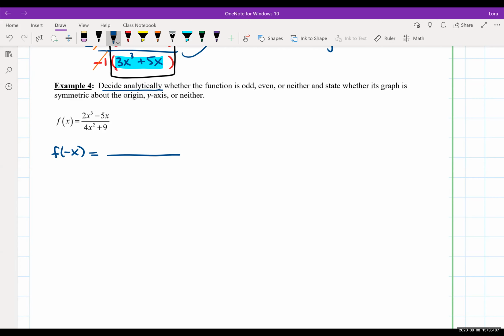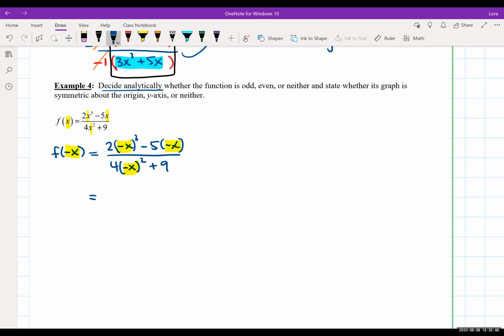So this means everywhere we see x, we are going to plug in a negative x. So we have 2 times negative x to the third power minus 5 times negative x over 4 times negative x squared plus 9. Nothing to plug in there. So just reminding you of function notation, this is what it means to plug in a negative x everywhere we see the x. Now, after you do that, just simplify knowing some of your shortcuts for taking negative numbers to odd powers or negative numbers to even powers.